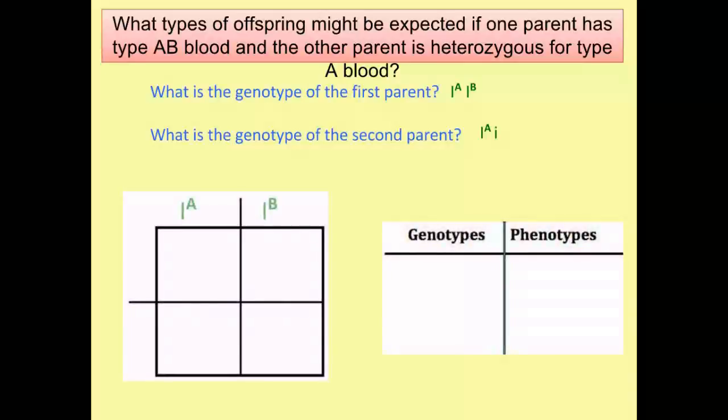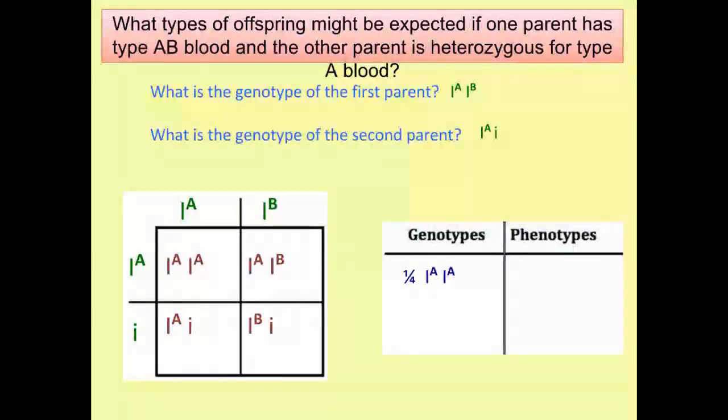We put one of the parents on the top of the boxes, one of the parents on the side. We bring them down and across, and then we get to our analysis. The genotype is just the genetics of it. What letters are present? 1/4 of them are I^A I^A, 1/4 of them are I^A I^B, and 1/4 of them are I^A with a little i, and then the last 1/4 is I^B with little i.